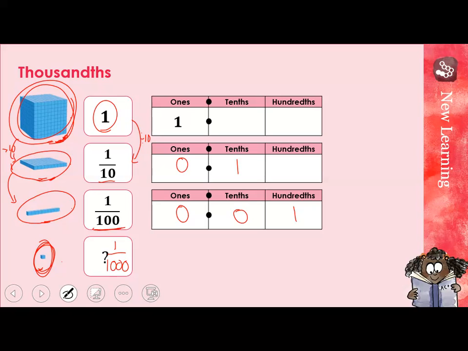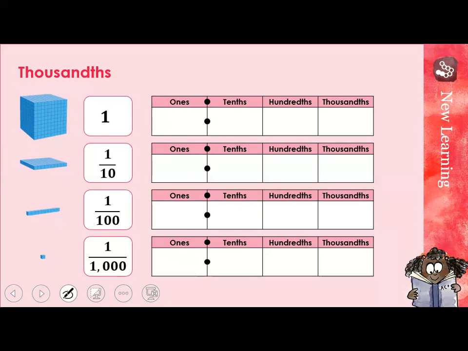Now, how do you think we are going to represent that as a decimal? What do you notice is happening to the 1 each time? Each time we get 10 times smaller. Well done if you're identifying that as we get 10 times smaller, we are moving one place value to the right. So we would write this fraction as 0.001.